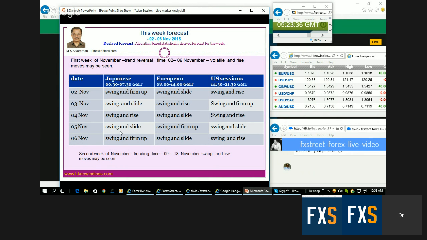On Thursday, 5th of November, there's going to be the BOE interest rate announcement. So they are expected to make the swing and slide move. It will appear as if they have started making the slide beforehand, and they will try to make a firm up move during the European session after the BOE announcement by 12 GMT.